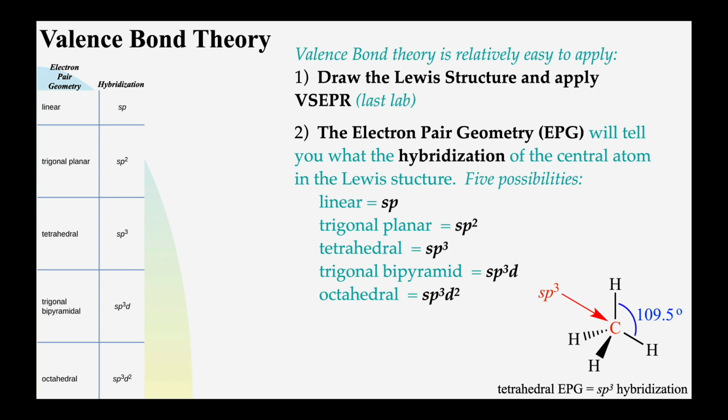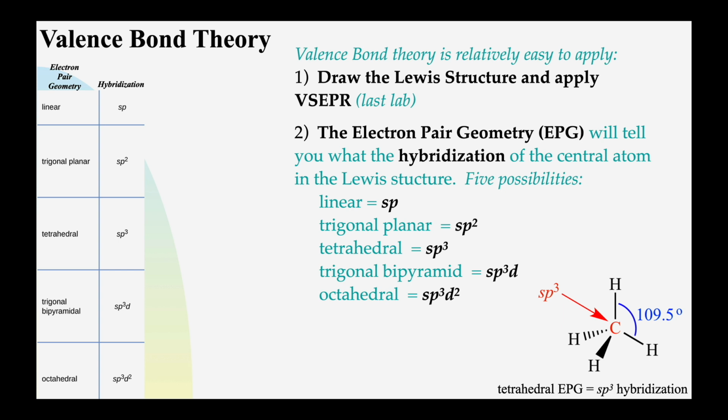From that, you can apply the VSEPR rules. So for example, in last lab, we saw that CH4 was tetrahedral for both electron pair geometry and molecular geometry, 109-degree angles, nonpolar, stuff like that. That's what you'll do too when it comes to valence bond. But the new part now is that the electron pair geometry will also tell you what's called the hybridization of the central atom in the Lewis structure.